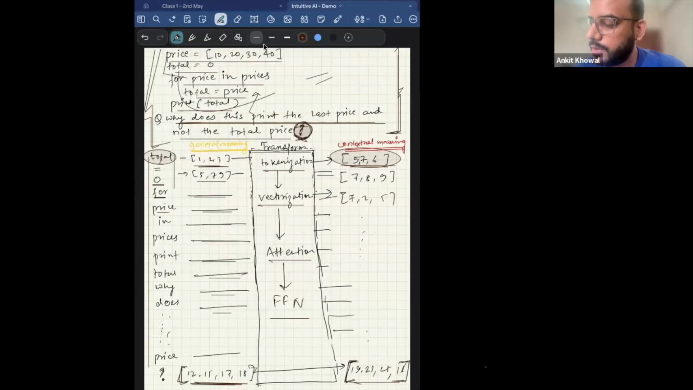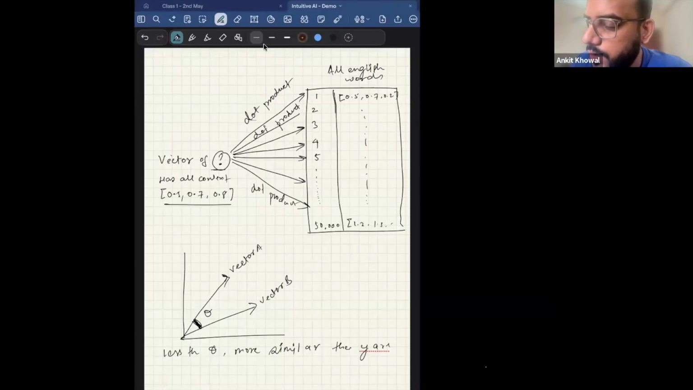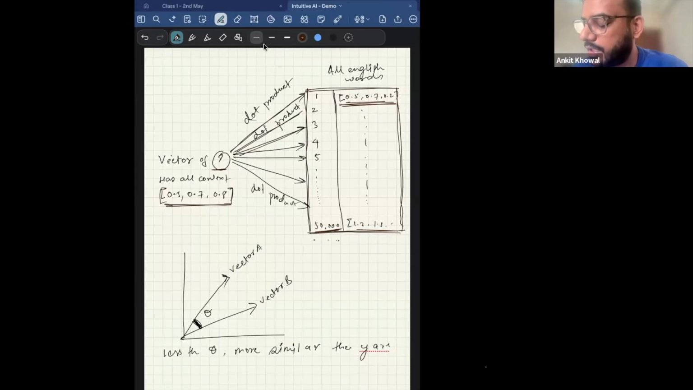What do I mean by this? I have the final vector of the question mark, which can be something like this, some vector. When we were discussing vectorization, we said there is a table which has all the English words mapped to vectors which somehow encode the meaning of the English word. So in the final step, we will take the vector of this question mark and do a dot product against each entry in the table. If it has 5,000 entries, we'll do a dot product against all 5,000 entries. We'll do a similarity search, or a dot product.